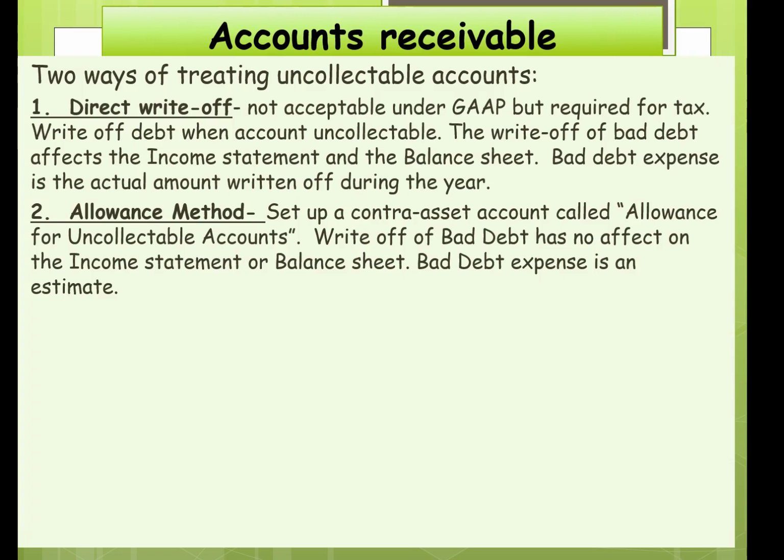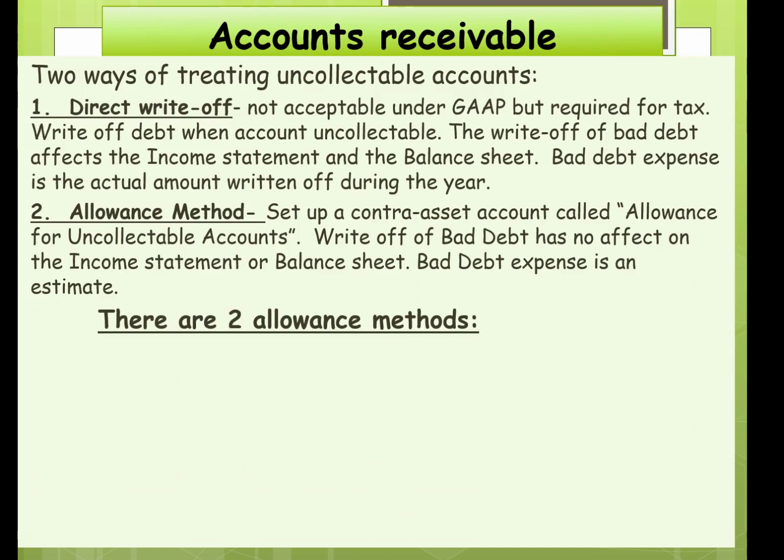So what we're trying to do when we use the allowance method is see the accounts receivable at their net realizable value. When you see net accounts receivable on the balance sheet, it's always accounts receivable less allowance for uncollectible accounts.